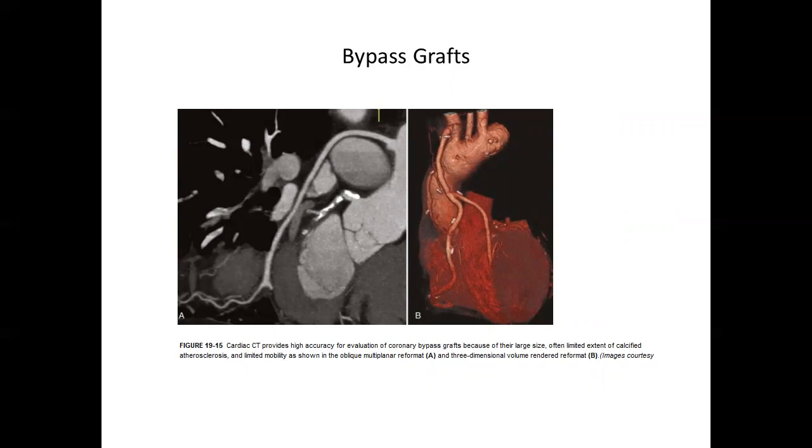So grafts you can see really well. They're usually much bigger than coronaries, so those turn out really well. Sometimes we have trouble with where the LIMA touchdown is, if they've put a lot of staples there, because you get a lot of artifact from that. But if that's not the case, we can see grafts really well.